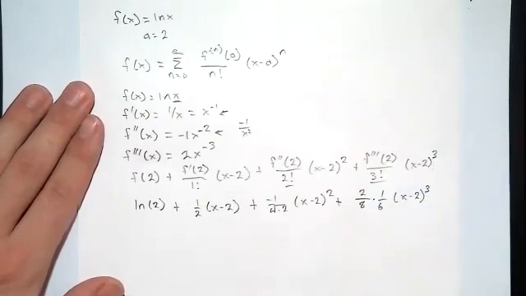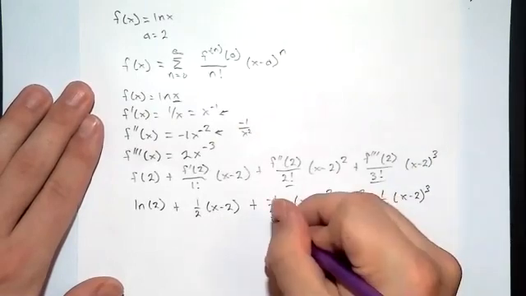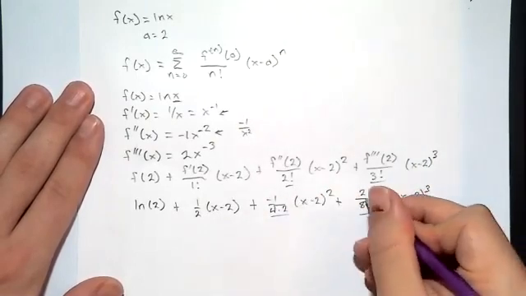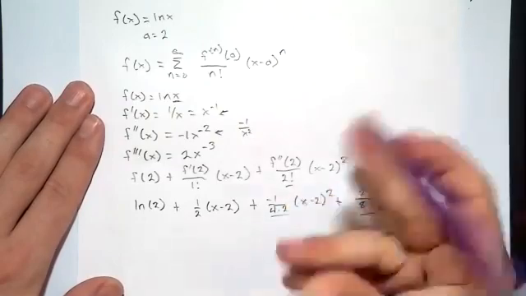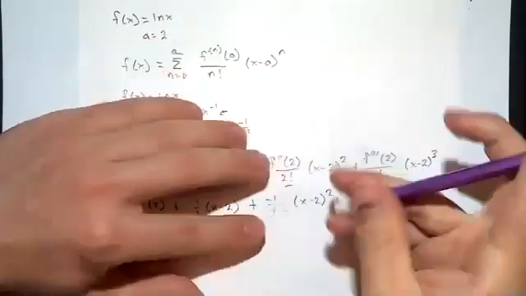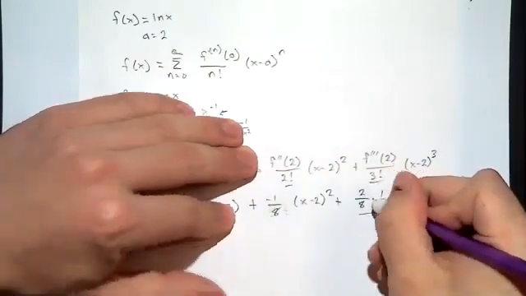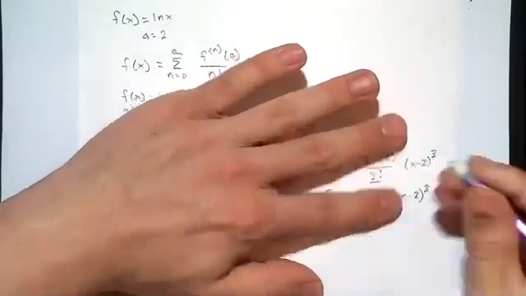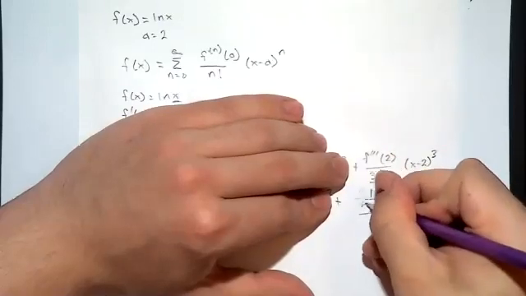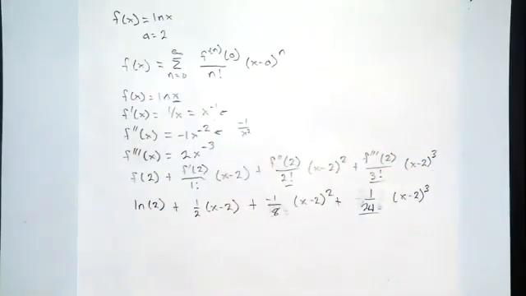And then simplifying these terms, I end up with this would be negative 1/8, and this would be 1/24. And then let's see here. Yeah, that's all we have to do with Taylor series.